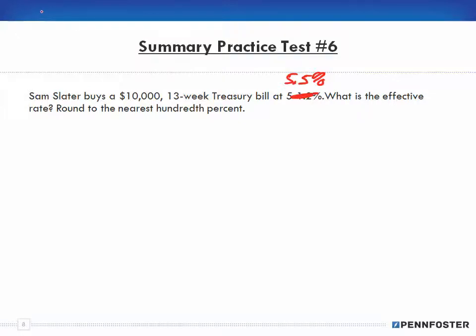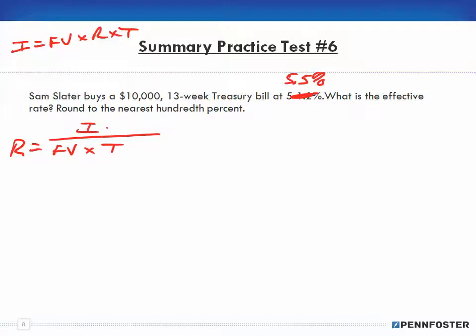Again, interest is equal to face value times rate times time. If we want to know what the rate is, interest goes in the numerator and face value times the time in the denominator, but we don't know what the interest is right now. We have the face value of 10,000 and the time of 13 weeks, and we know the rate's at 5.5%, but no interest. So we have to calculate the interest. I have 10,000 times 0.055, that's 5.5% interest, for 13 weeks.